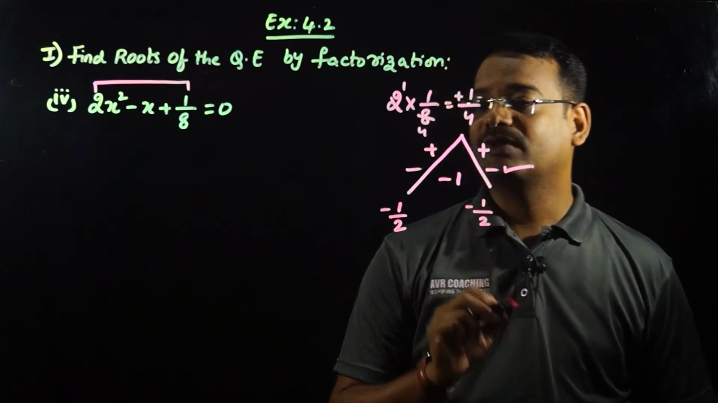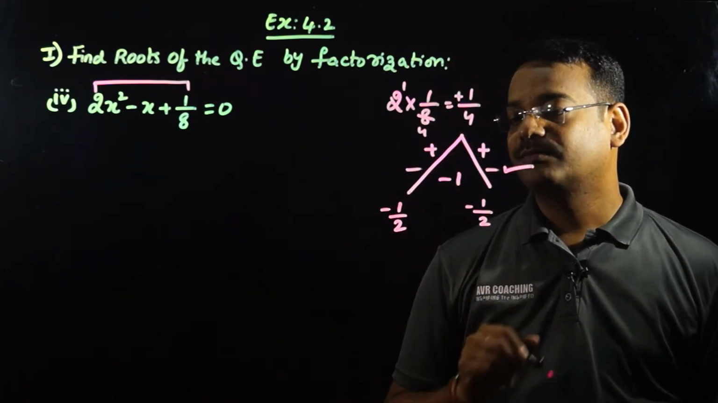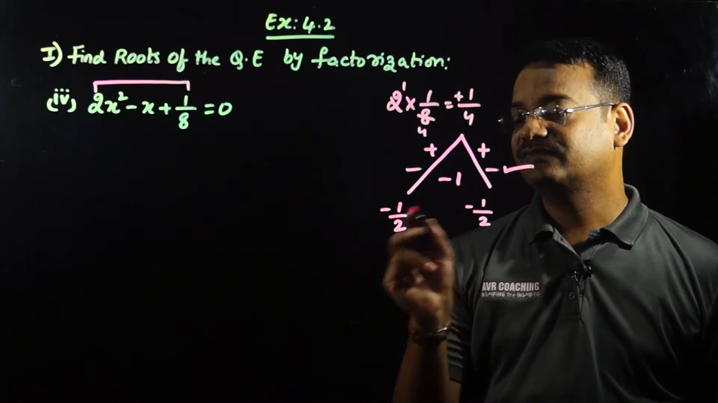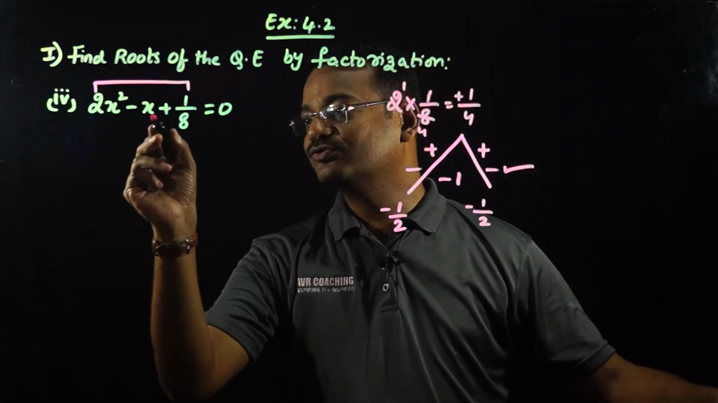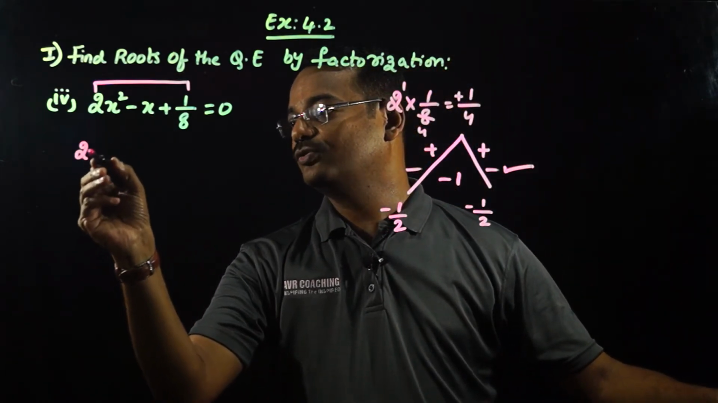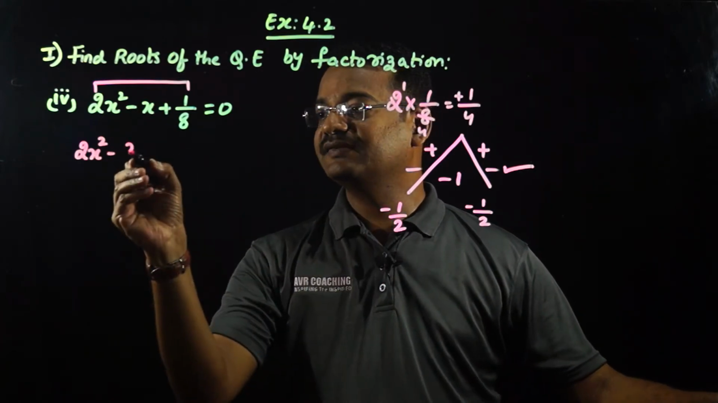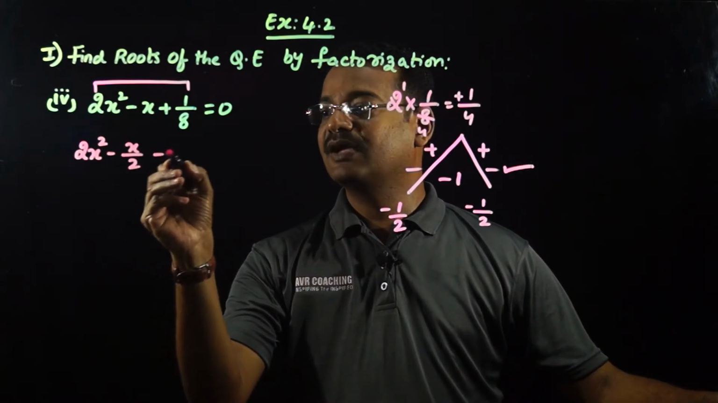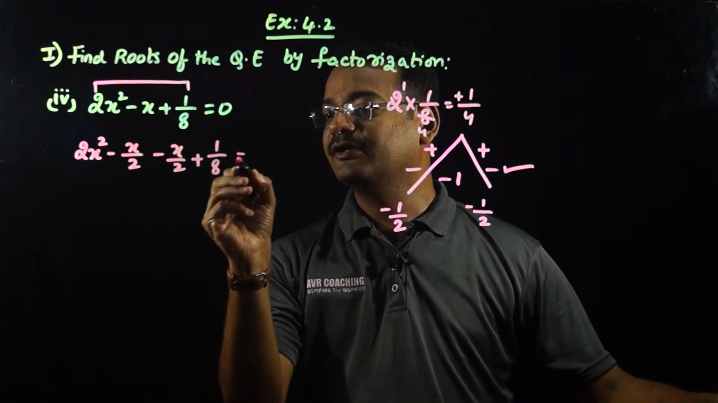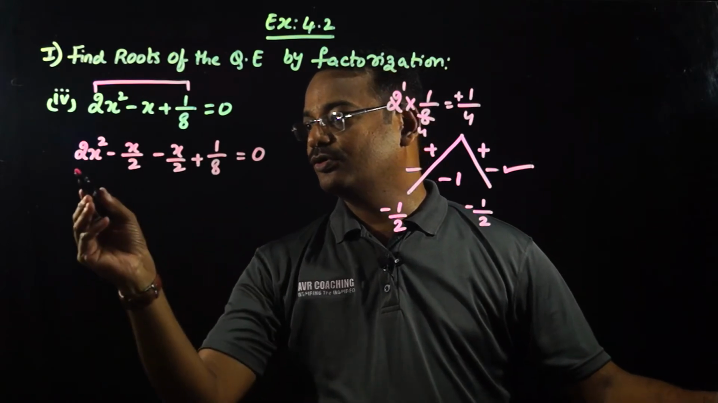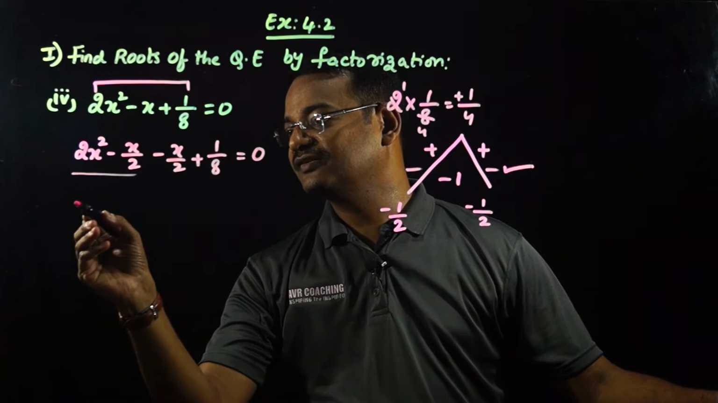Minus 1 by 2 into minus 1 by 2 will be plus 1 by 4, and minus half plus minus half, when we add these minus halves, we will get minus 1. So we are going to split this 2x square. So instead of x, we will write minus x by 2 minus x by 2 plus 1 by 8 equal to 0. Now the common term in the first two terms is x.